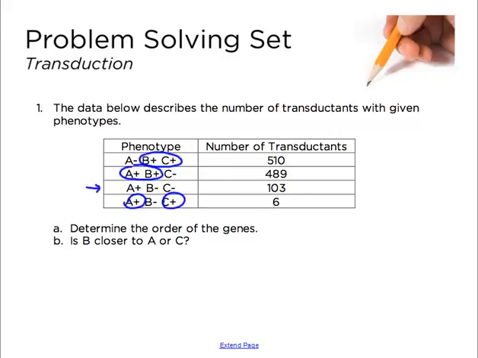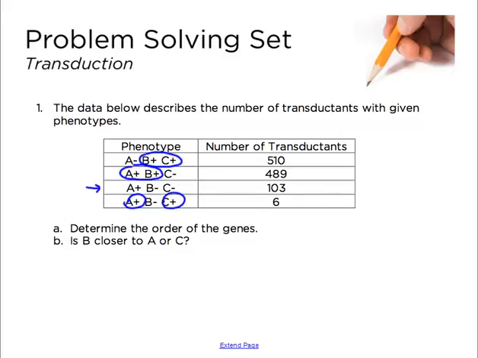So as you might have gleaned from the other problem-solving sets, the closer two genes are, the more likely they will be to be co-transduced. As you can see, A plus and C plus only have 6 transductants, so we're going to assume that they are the farthest away from each other. A plus B plus has 489 and B plus C plus has 510, so they must be close together.